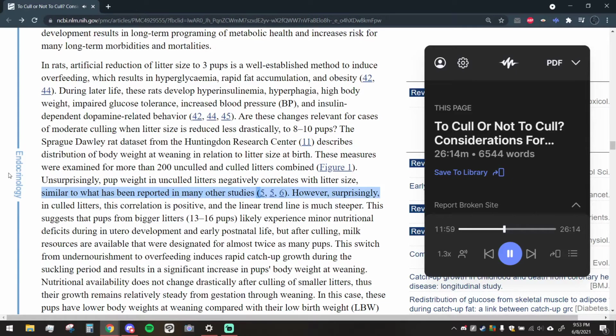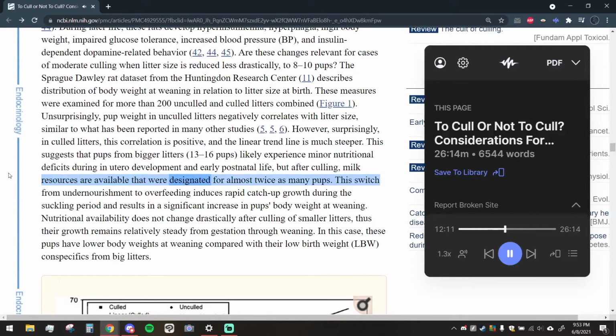5, 6. However, surprisingly, in culled litters, this correlation is positive, and the linear trend line is much steeper. This suggests that pups from bigger litters, 13 to 16 pups, likely experience minor nutritional deficits during in utero development and early postnatal life, but after culling, milk resources are available that were designated for almost twice as many pups. This switch from undernourishment to overfeeding induces rapid catch-up growth during the suckling period and results in a significant increase in pups' body weight at weaning.